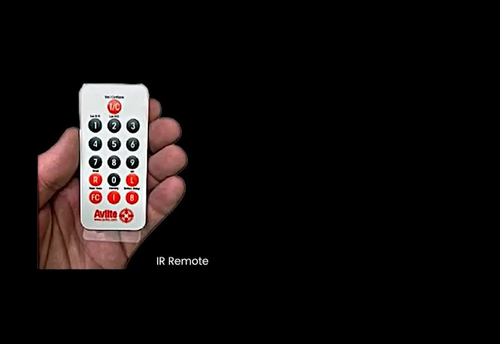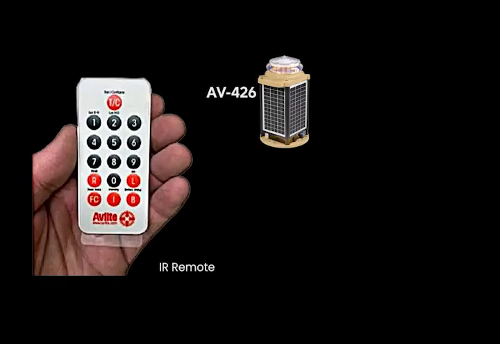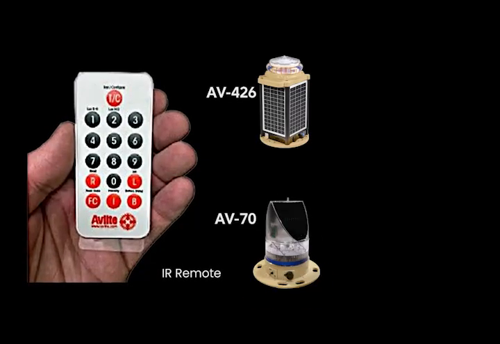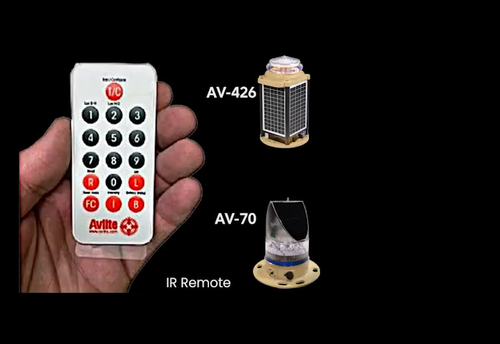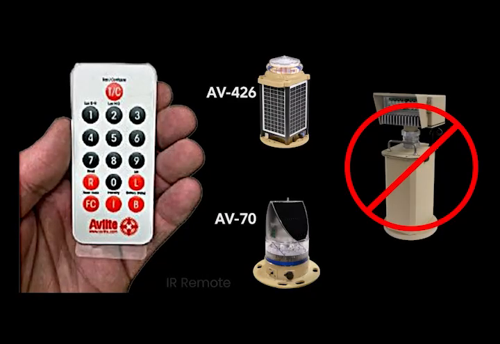The IR remote provides local, on-the-spot control for individual AV426 and AV70 airfield lights. Remember, this remote does not operate the SSBL. To begin programming, a passcode must first be entered on the remote before the fixture will accept a signal.